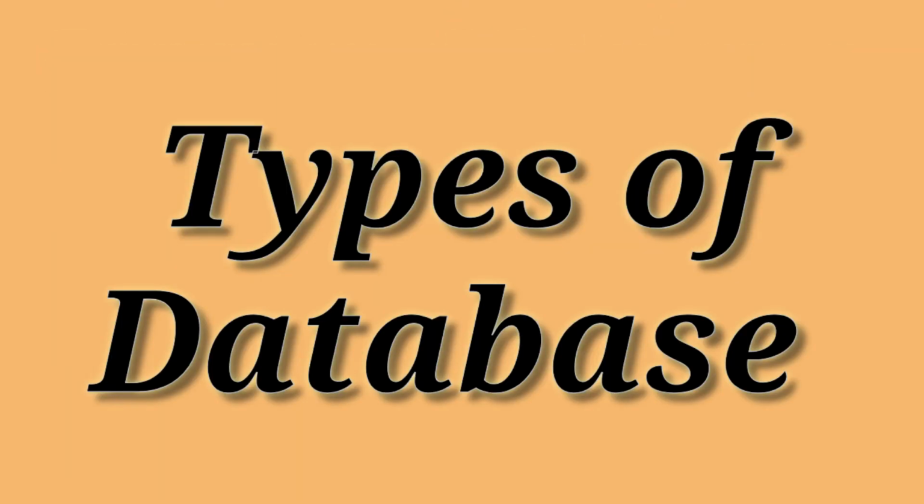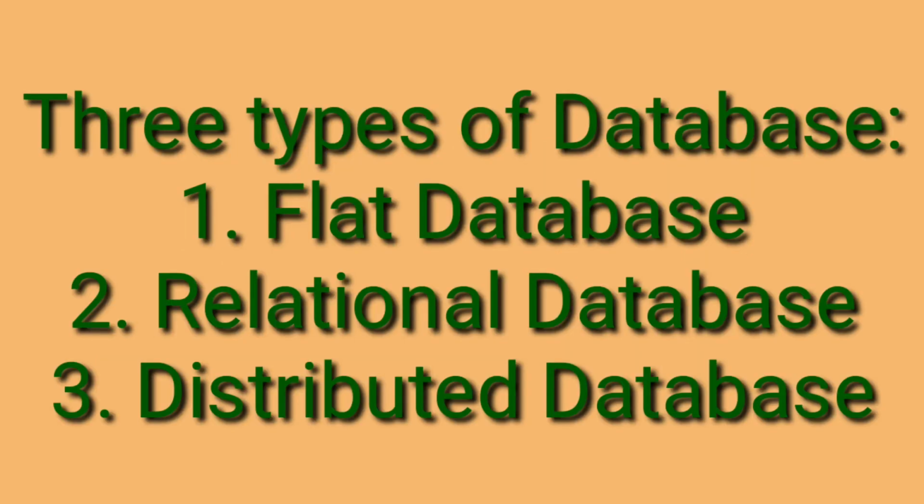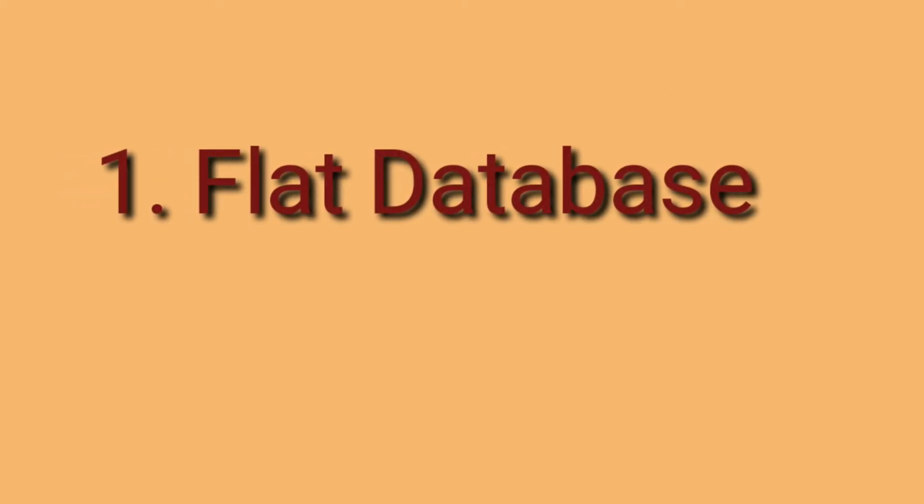Now, as we know about the database, let's see the types of database. The database can be broadly classified into three types: flat database, relational database, and distributed database. The first type of database is the flat database. In this type of database, information is stored in a single file in tabular form. It has no relation with other databases or files.